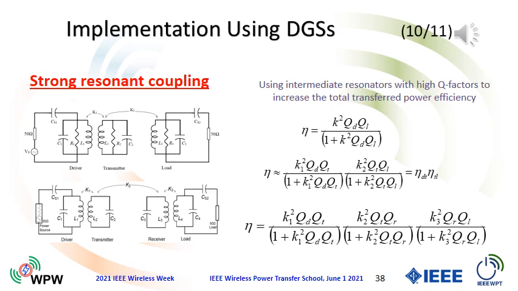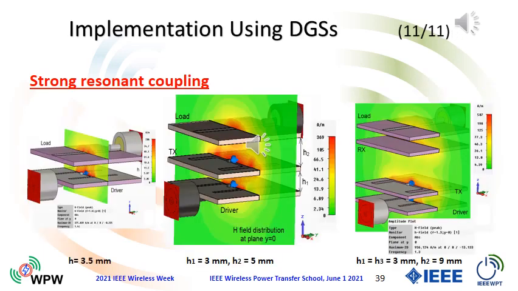To improve the efficiency, an intermediate resonator with a high quality factor is used to increase the total transferred power efficiency. The presence of an intermediate resonator improves the coupling. A separation distance of 9 mm has been achieved with high efficiency.